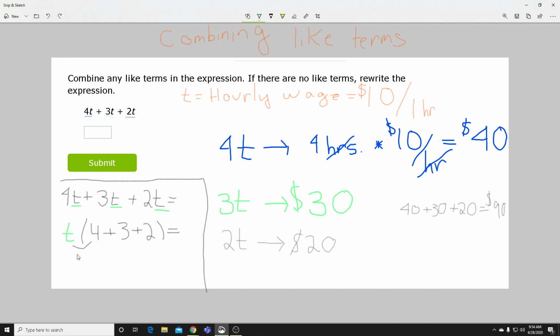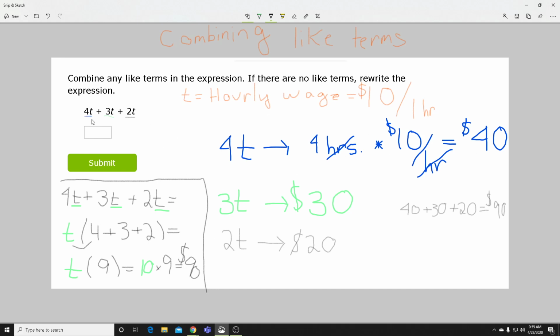So at this point, we're going to take our t, and we're going to multiply by this 4 plus 3 plus 2. Well, 4 plus 3 plus 2 is 9. Well, what you should see here is that now we're working for 9 hours at $10 an hour. Well, if we plug in 10 for t, 10 times 9 is 90. Okay, so we get $90 again, which you should get the same answer, right?